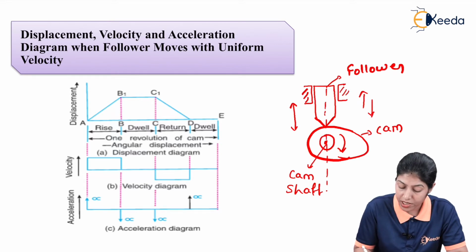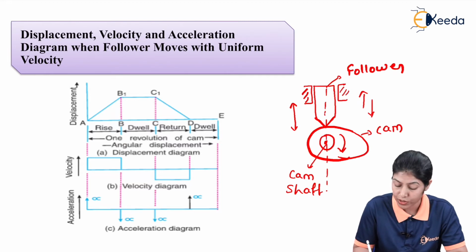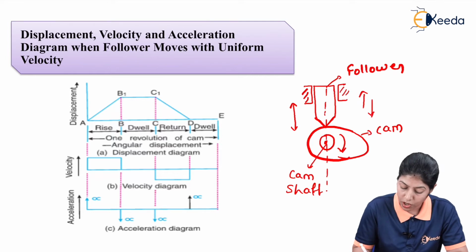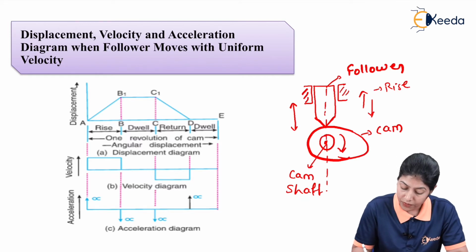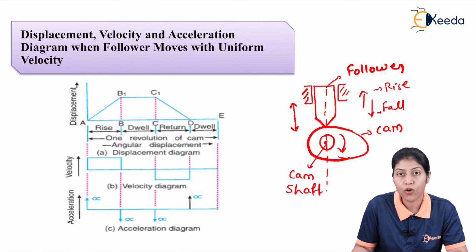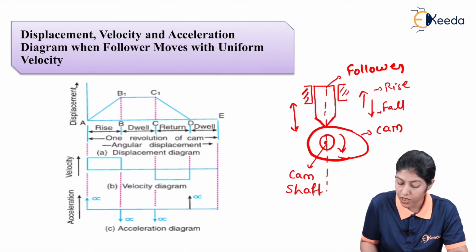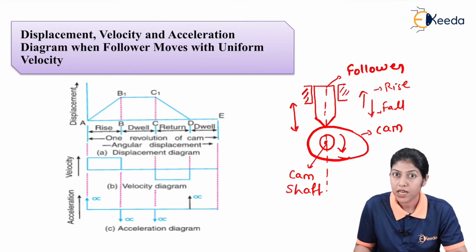Complete distance traveled by the follower we can define as per the rotation of the cam as well as per the shape of the cam. So this follower is moving in upward and downward direction. When it is moving in upward direction, we will consider this movement as rise of the follower, and when this follower is moving in downward direction, we will consider fall of the follower. So upward stroke and downward stroke, or outstroke and return stroke, we consider as the rise and fall of the follower because of the rotation of the cam and as per the shape of the cam.